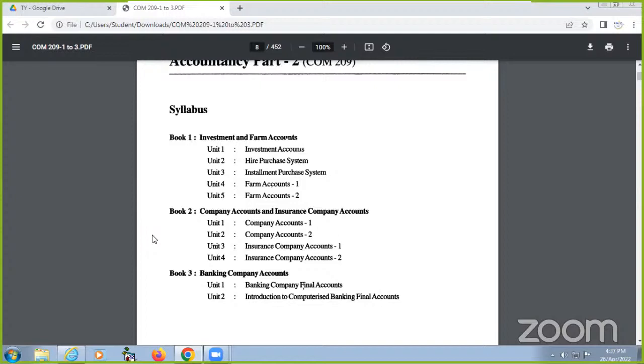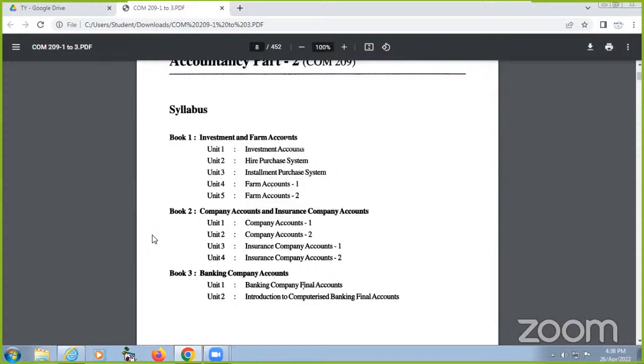After that, the fourth and fifth units in book number one focus on farm accounting, म्हणजे शेती उद्योग. After that, book number two is company account and insurance company. And the last, book number three, is banking and computerized final account.